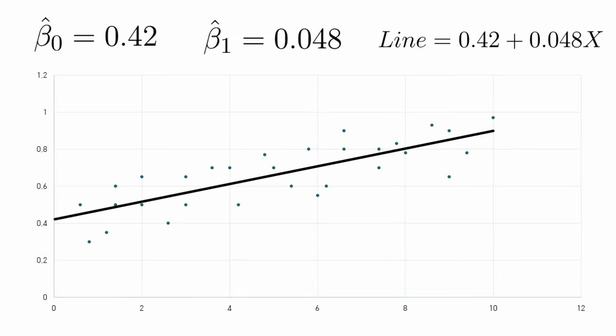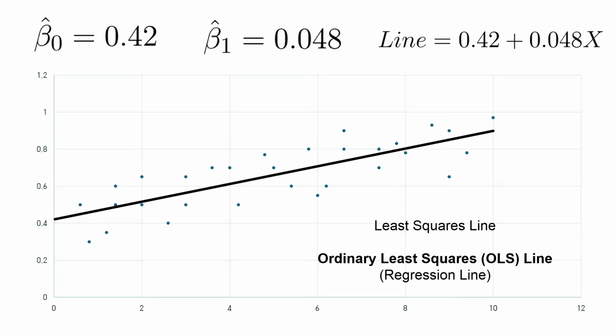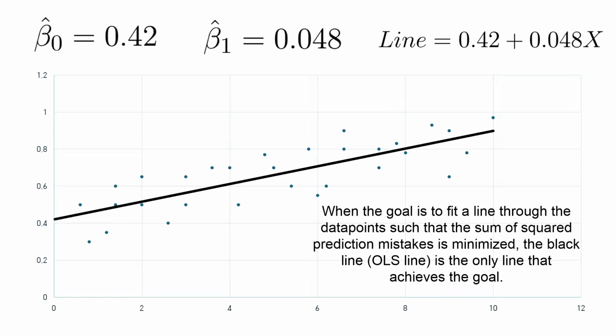Now, I've been loosely calling this line the fitted line, but there are many other names. For example, the least squares line or ordinary least squares line, OLS line. OLS is the term used in econometrics, so that's the term I'm going to be using from now on. In econometrics, people also simply refer to the line as the regression line, but I'll stick to OLS line because I think that's more technical.